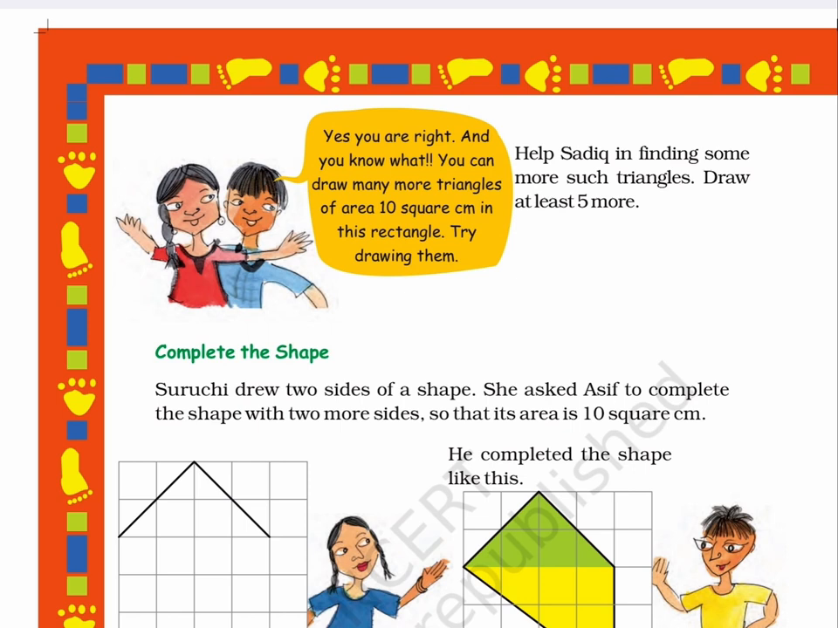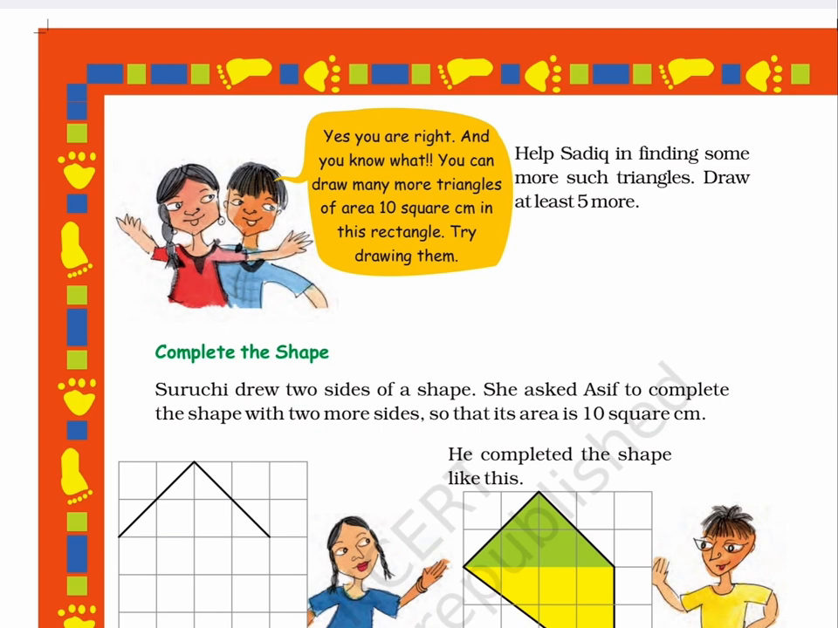Try drawing them." Help Sadiq in finding some more such triangles. Draw at least 5 more. Complete the shape. Suruchi drew two sides of a shape. She asked Asif to complete the shape with 2 more sides so that its area is 10 square centimeters.